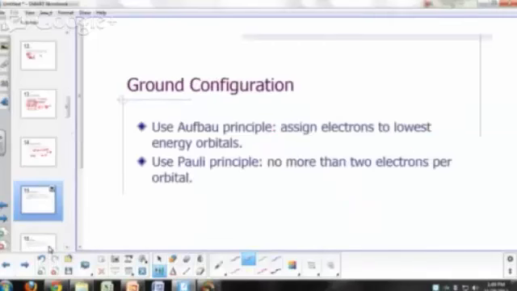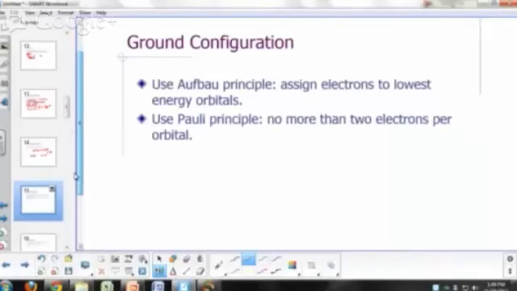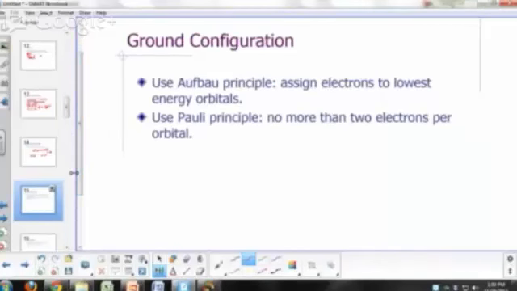The Aufbau principle is also known as the build-up principle. It gives you an electron configuration with the lowest possible energy by assigning electrons to the orbitals that have the lowest possible energy. So if you want the ground state configuration, the lowest energy electron configuration, all you have to do is assign your electrons to the lowest possible energy orbitals. And keep in mind when you do this, you have to follow Pauli's exclusion principle, no more than 2 electrons per orbital.